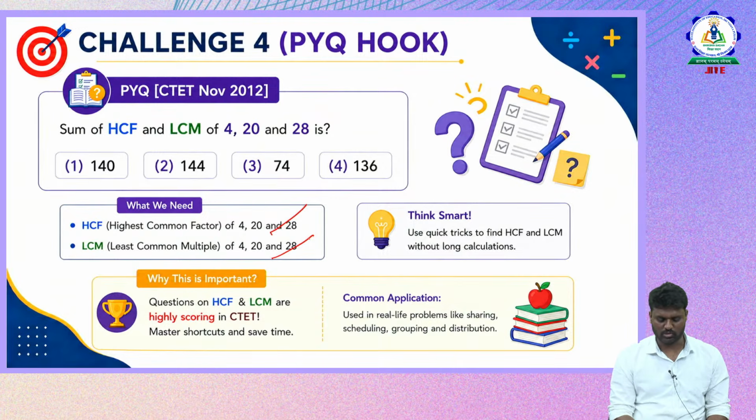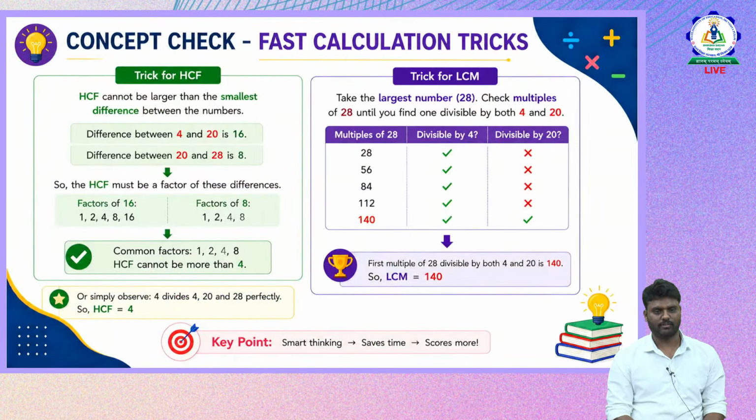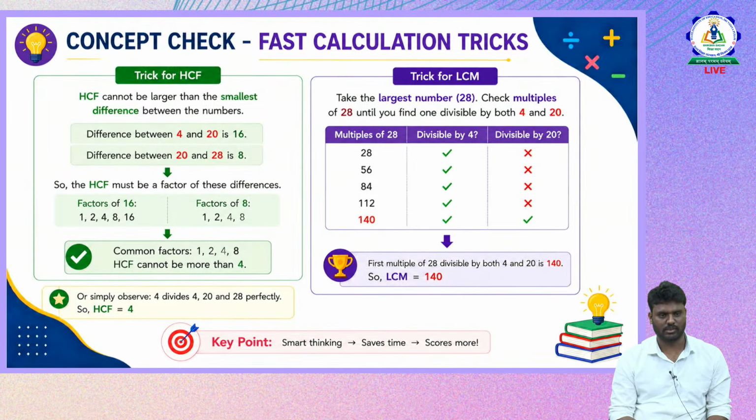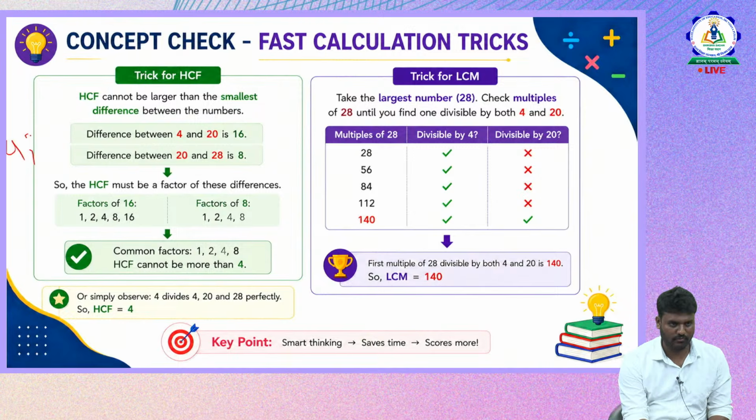So now let us see how to solve this problem. First, HCF cannot be larger than the smallest difference between the numbers. This is a fact which we need to understand. In the given question they are asking us to find the HCF and LCM of 4, 20 and 28. In order to get the HCF, let us see the differences. Take the difference of 4 and 20, and take the difference of 20 and 28.